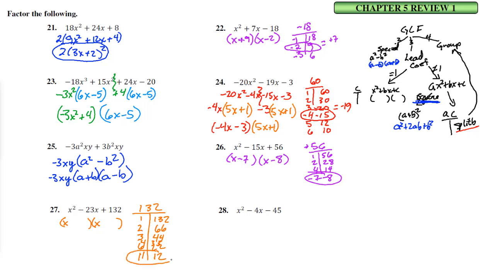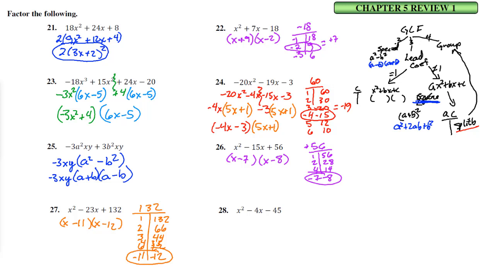Oh, that's our magic pair right there. Negative 11 and negative 12. They times to a positive 132 and add to a negative 23. Minus 11, minus 12. Whew, some of those are kind of tough to find. You just have to keep going until you find the pair that works.